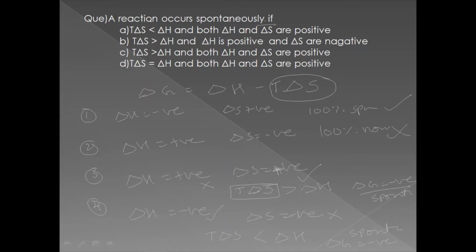Got it? So coming to your options, a reaction occurs spontaneously if delta H and delta S are positive, that means third case. T delta S magnitude should be greater than delta H, so it is not your answer. And T delta S magnitude is greater than delta H, and delta H is positive and delta S is negative. That means 100% non-spontaneous. So it is not the right option. T delta S is greater than delta H when both are positive. When both are positive, that is third case again. In this case, T delta S magnitude should be greater than delta H. So that means C is your correct answer.